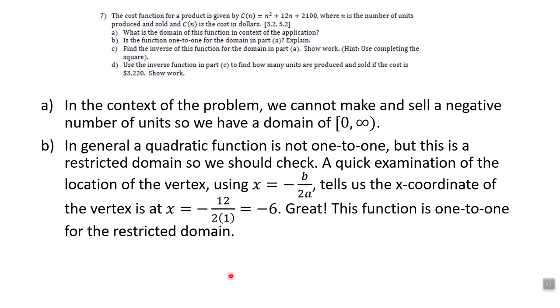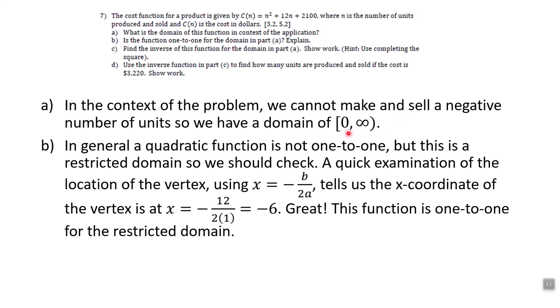All right, number 7, another word problem here. The cost function for a product is given by C of n equals n squared plus 12n plus 2100, where n is the number of units produced and sold, and C of n is the cost in dollars. All right, so what is the domain of this function in the context of the application? Well, we're making and selling products. So in the context of the application, n can't be negative. We can't produce a negative number of units of anything.